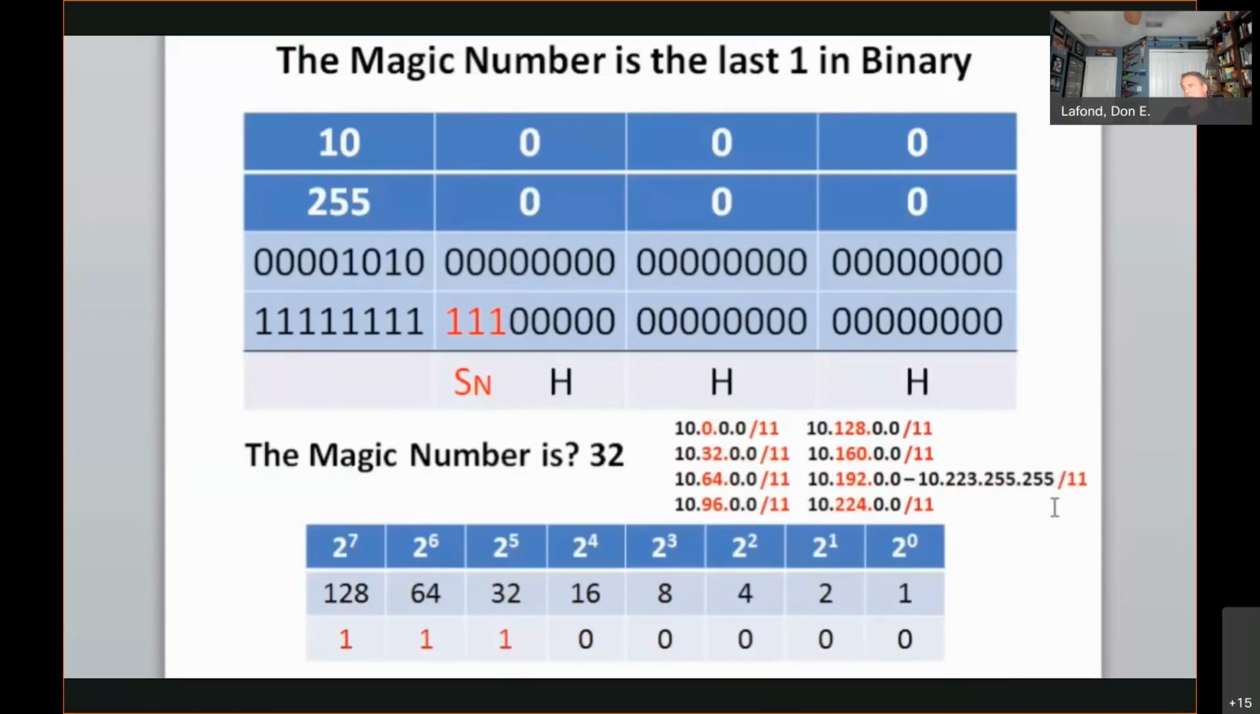The next address is 10.224.0.0, which is the next subnet. All of these subnets are now /11. What about a more difficult scenario?